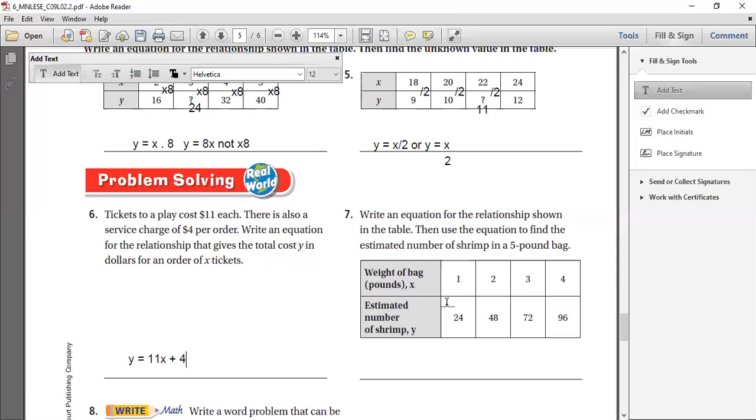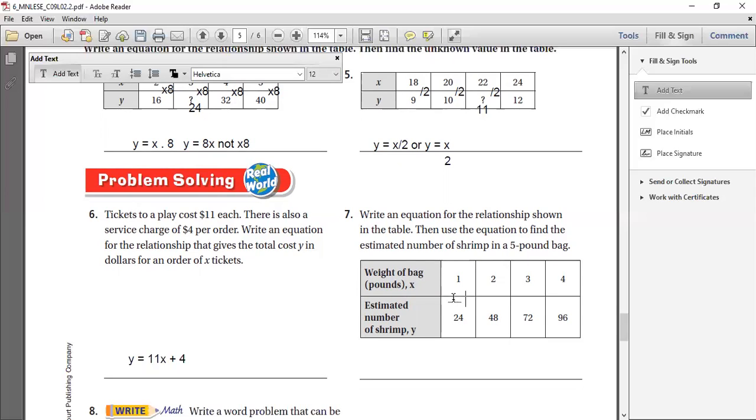Okay, now moving to question number 7. Write an equation for the relationship shown in the table, then use the equation to find the estimated number of shrimp in a 5-pound bag. So we have to do two things: write an equation as well as find the estimated number of shrimp in a 5-pound bag. First, let's find out what happened here. The x is less than y, which means you have to either multiply or add. Now add: 1 plus 23 will give you 24. So if it is plus 23, is 2 plus 23 48? Of course not. So you have to multiply by 24, because 1 multiplied by 24 gives you 24.